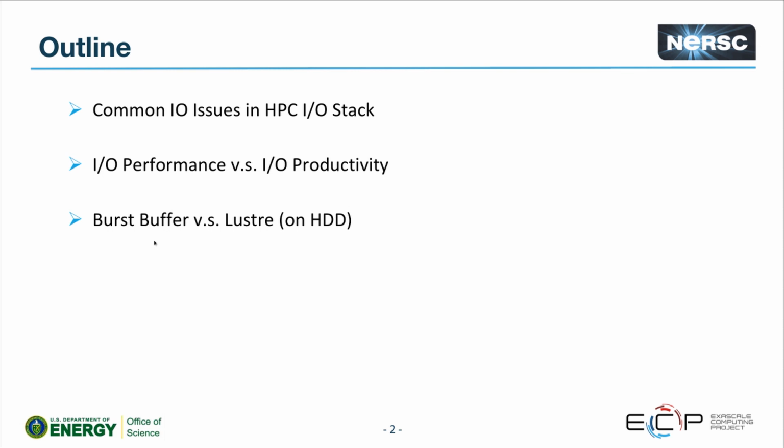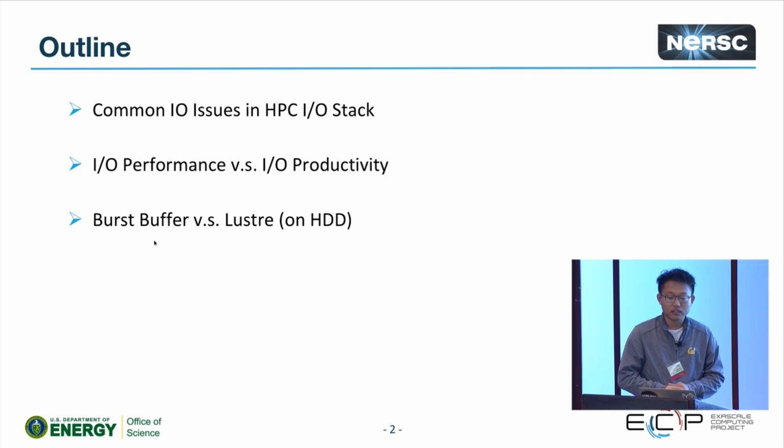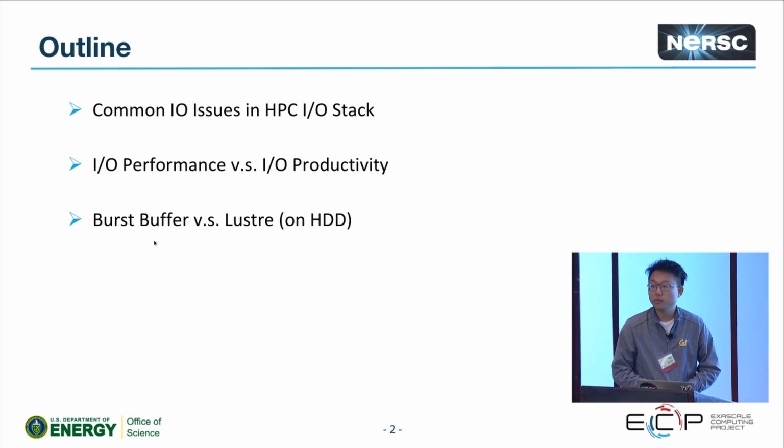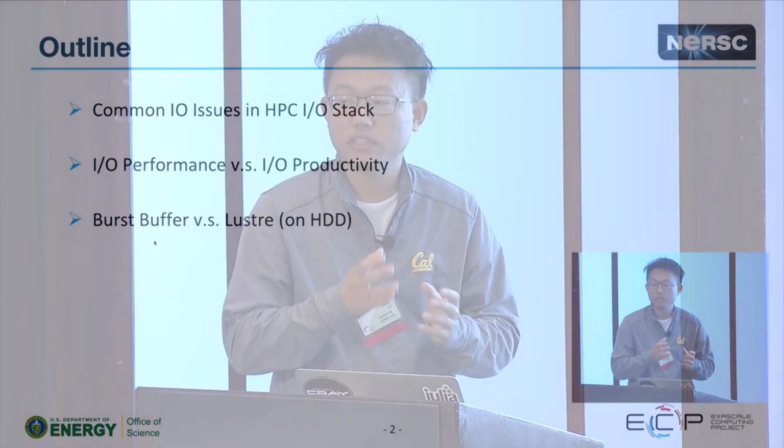So the outline: I want to cover some common I/O issues in today's HPC I/O stack and the typical solutions or some tricks we can learn to optimize the I/O. And with a little bit of focus and emphasis on the latter two bullets, which are I/O performance versus I/O productivity, and also burst buffer.